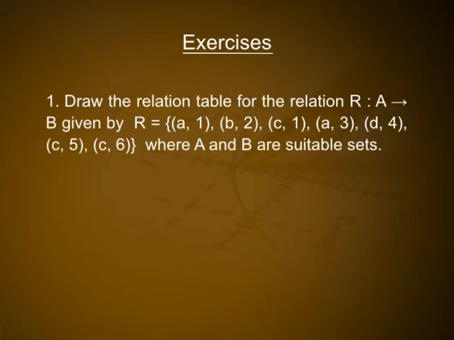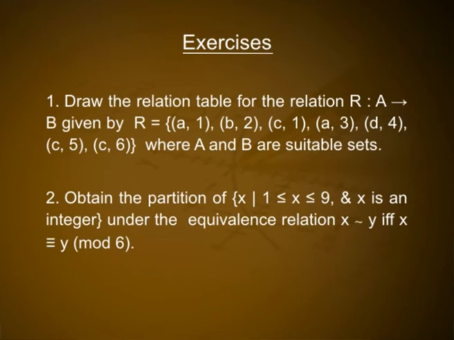First, draw the relation table for the relation R from A to B given by R equals the set of all ordered pairs (a, 1), (b, 2), (c, 1), (a, 3), (d, 4), (c, 5), (c, 6), where A and B are suitable sets. Obtain the partition of the set of all x such that 1 less than or equal to x less than or equal to 9 and x is an integer under the equivalence relation x related to y if and only if x is congruent to y mod 6.